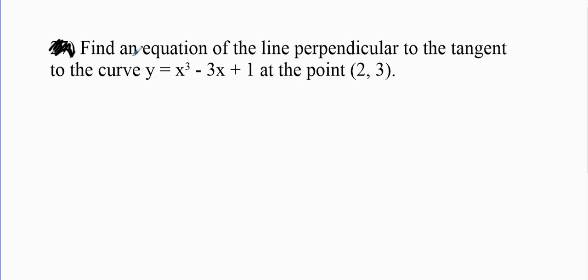What we have is that we're going to find the equation of a line perpendicular to a tangent to the curve y equals x cubed minus 3x plus 1 at the point (2, 3). So we want to find the equation of a line that is perpendicular to a tangent.